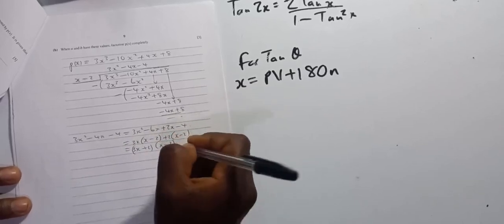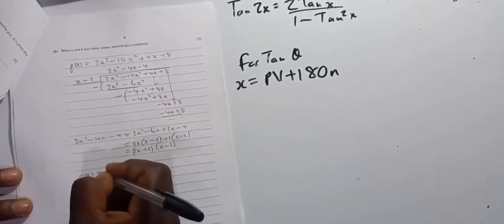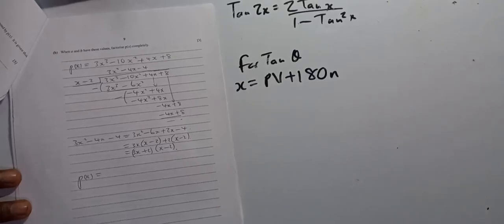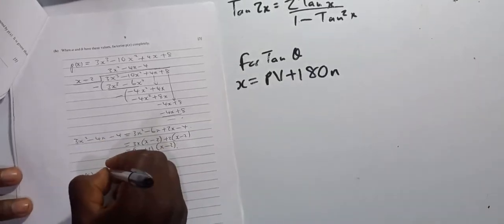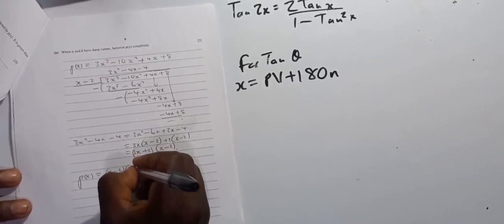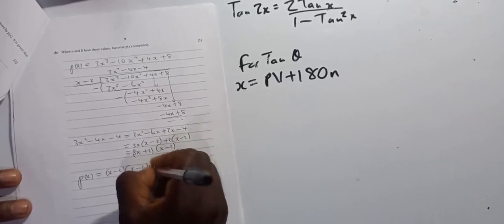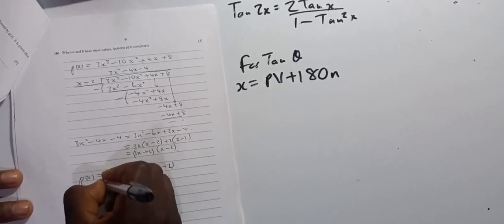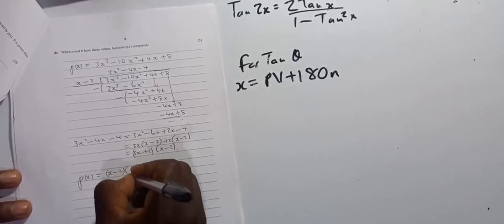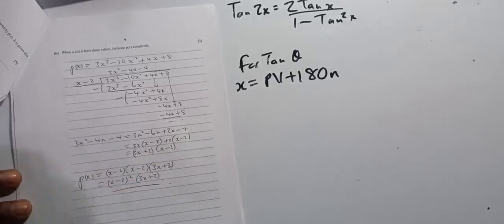Now p of x in a factorized form, being factorized completely, equals x minus 2 times x minus 2 times 3x plus 2, which is x minus 2 squared times 3x plus 2. So this is now the factorized form of p of x.